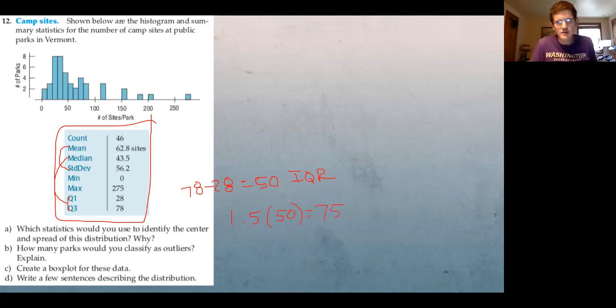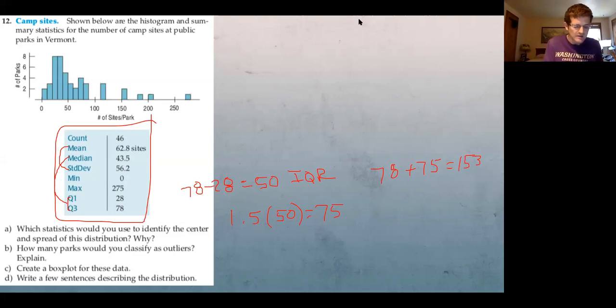Now the 75 on its own doesn't mean much, but what I can do is come up to the first quartile, which is 28, and subtract 75. That doesn't make any sense, I'd have a negative number, and we're not going to have a negative number of campsites. So let's just worry about the other one. We have the third quartile, 78, plus 75, which puts it at 153.